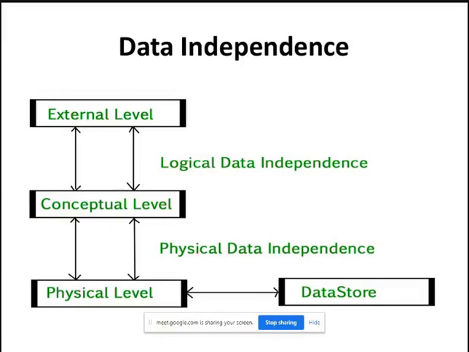Now coming to the next part, data independence. Data independence means a change of data at one level should not affect another level. The two types of data independence present in the three-tier architecture are logical data independence and physical data independence. Before coming to physical and logical data independence, let's first understand why we need data independence.